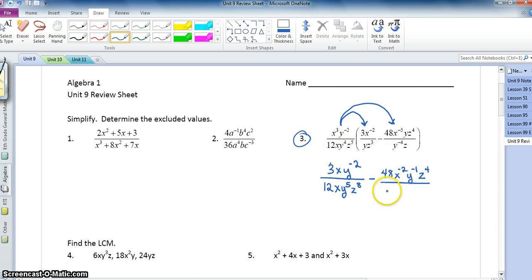The 12 has nothing to combine with it again, so it's going to stay the 12. X has nothing to combine with it. It'll stay an x. Y to the fourth times y to the negative fourth is going to give me y to the 0. And anything to the 0 power is equal to 1. So those cancel themselves out. Z to the fifth times a z is going to give me z to the 6.